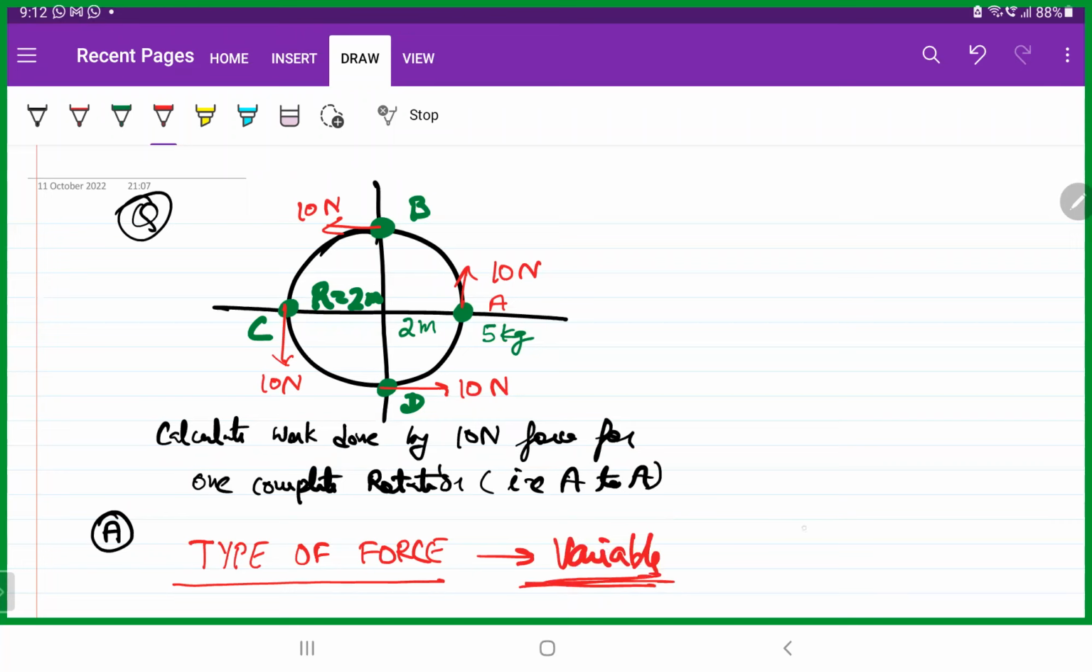Right? That is correct. This is a variable force. Now apply the variable force formula then. What is the work done? Work done by a variable force is the integration of F dot ds.